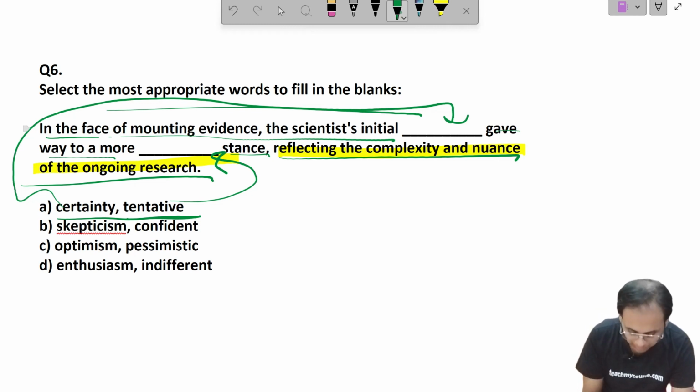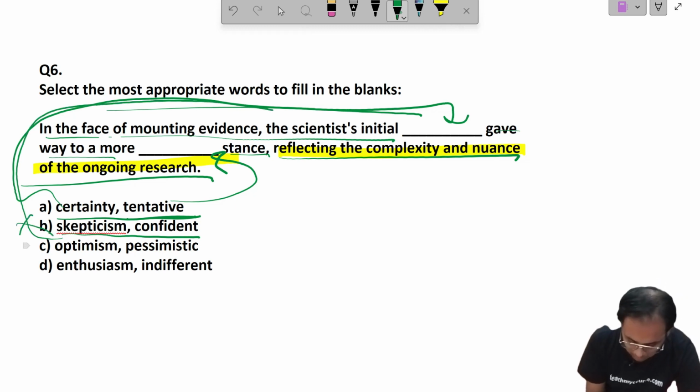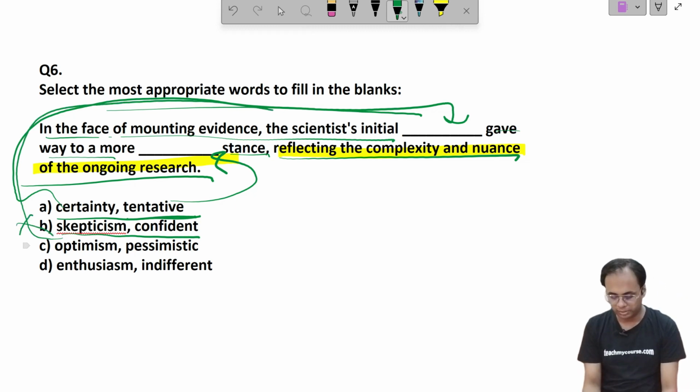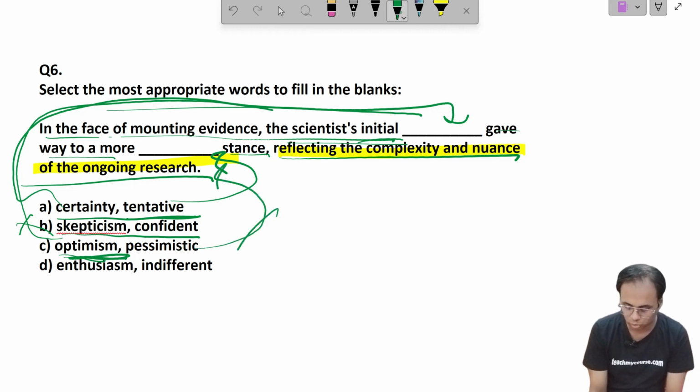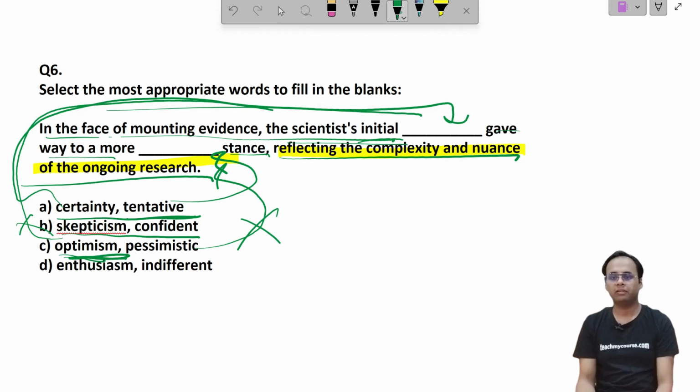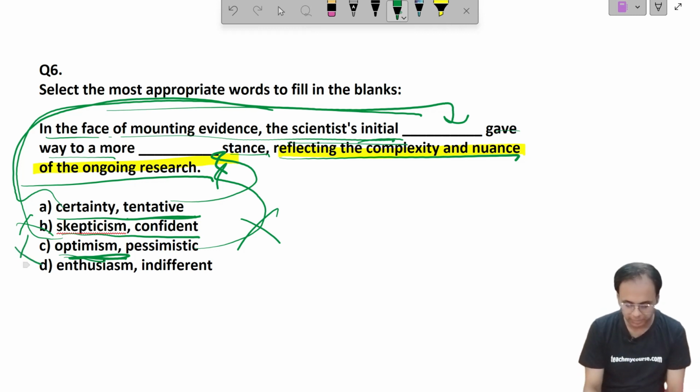Second one is skepticism and confident. In the face of mounting evidence, the scientist's initial skepticism. Skepticism is quite a negative word, should not come here. Then comes the third option. In the face of mounting evidence, the scientist's initial optimism. Optimism can come, but it gave way to a more pessimistic stance. No, it is still not pessimistic. Even though the subject is quite complex, it doesn't mean that it has to be pessimistic. So the C option cannot be there.